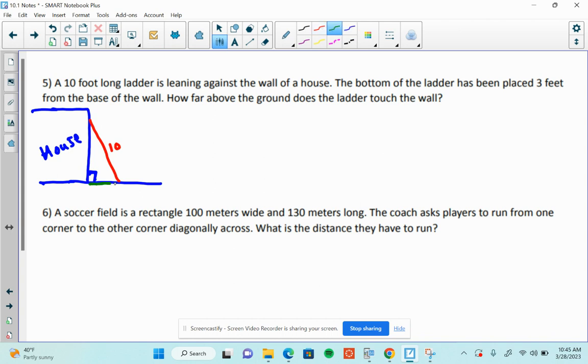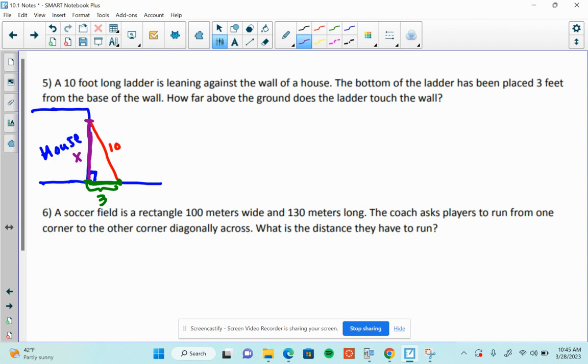We have that the bottom of the ladder has been placed 3 feet from the base of the wall of the house. So there's the 3 feet. Bottom of the ladder is here. Base of the house is there. That distance is 3 feet from the base of the wall. And what we are trying to find is how far above the ground does the ladder touch the wall? So we need this height x right here. There's the x.